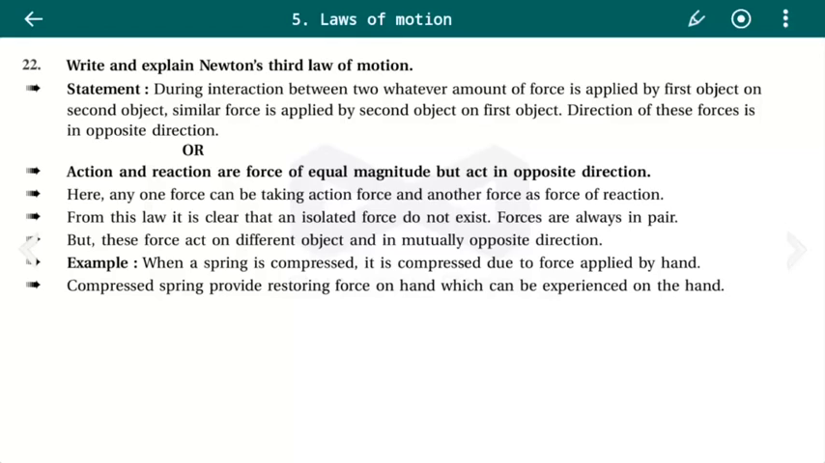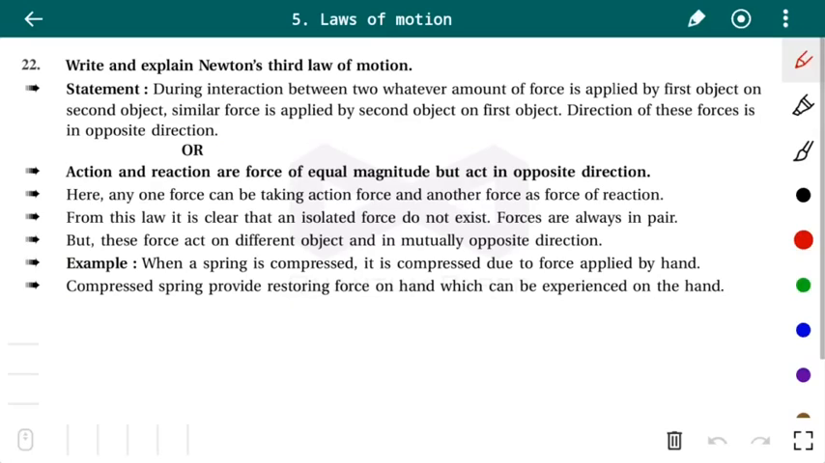During interaction between two objects, whatever amount of force is applied by the first object on the second object, a similar force is applied by the second object on the first object. The direction of these forces is opposite. Or you can write it as: action and reaction are forces of equal magnitude but act in opposite direction. Normally we say action and reaction are always equal and opposite.